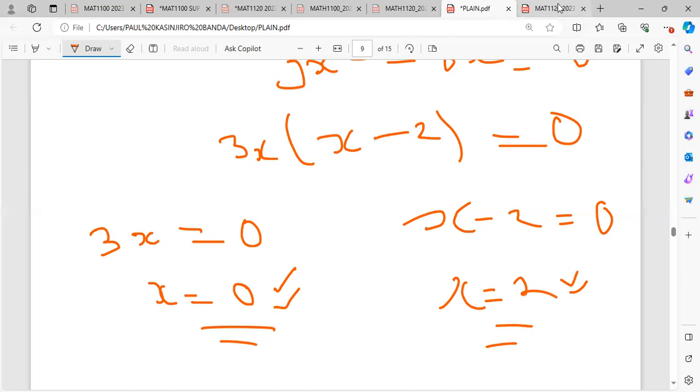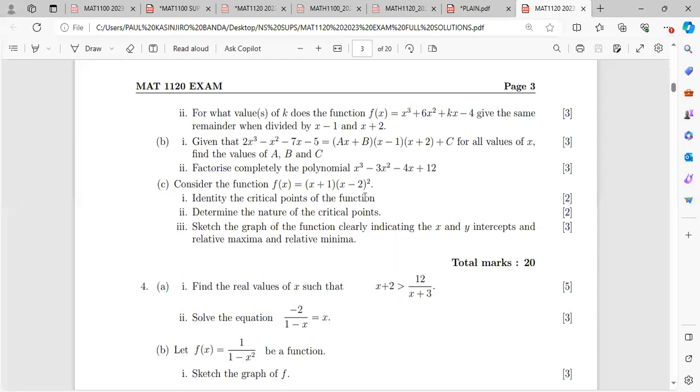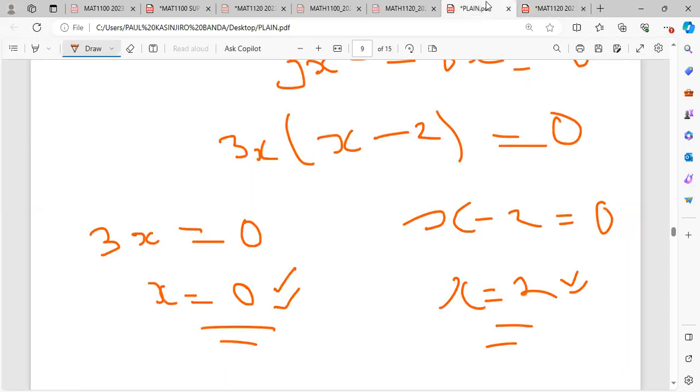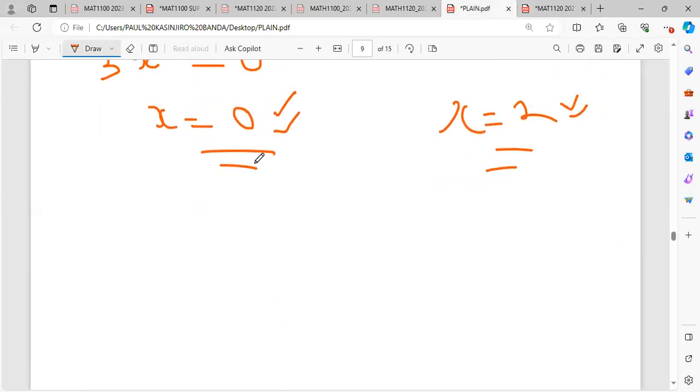So that question that is saying identify the critical points, we have answered. Okay, this question done and dusted. I hope you are following. Then now they're saying determine the nature of the critical points. So after we found our critical points here, the next thing now is to determine the nature of these critical points. So how do you determine the nature of the critical points?